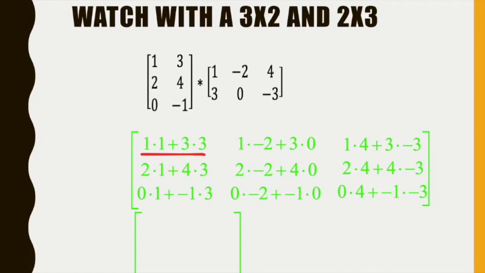This one will become 1 plus 9, which is 10. This will be negative 2 and 0 for just negative 2. 4 and negative 9 for a total of negative 5. 2 and 12 to make 14. Negative 4 and 0, the 0 right there, becomes negative 4. 8 and negative 12, and that will be negative 4. 0 and negative 3 for negative 3. 0 and 0 will make 0. And 0 and positive 3 for positive 3. And this is your answer.